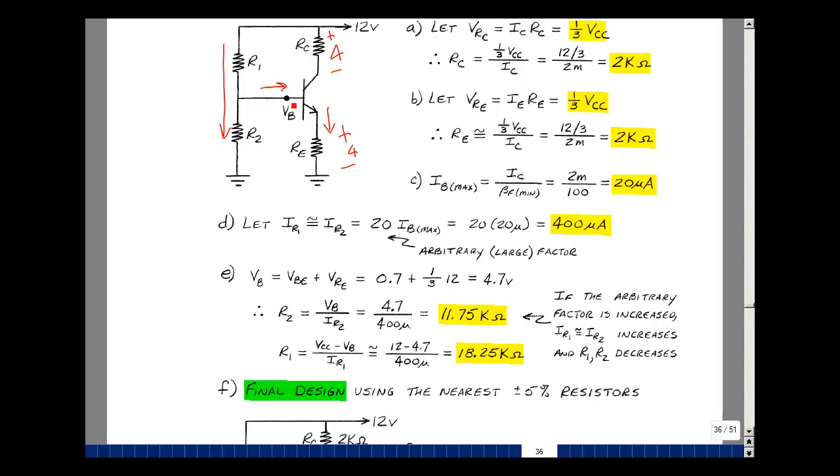All right, what's the voltage V sub B? Well, it's going to be equal to 0.7 plus the 4 volts that I have. That'd be 4.7 volts. The resistor here is going to be 4.7 volts divided by the 400 microamps we're going to put in that resistor, and that's 11.75K.